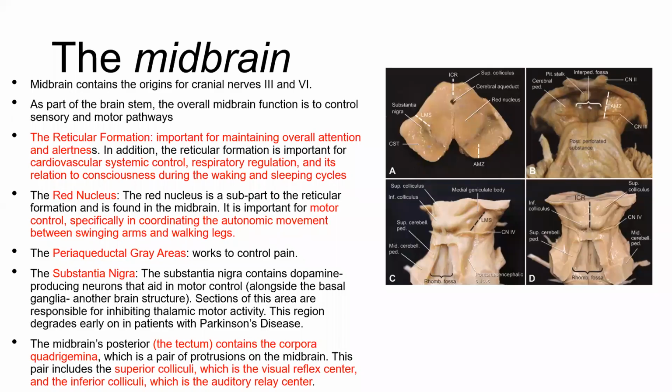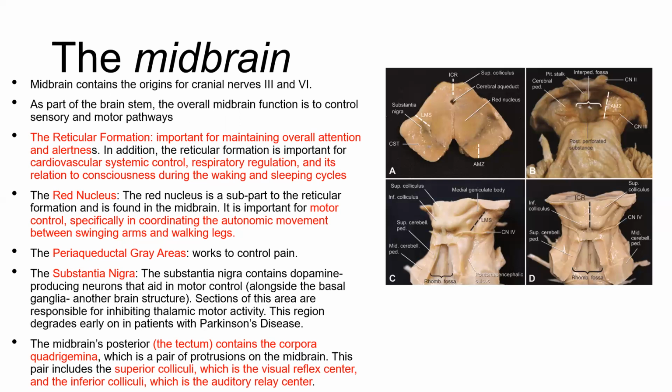So when you just look at this, the reticular formation is an important part since it is important for mapping the overall alertness and attention, and for cardiovascular systemic control, respiratory regulation, and its relation to consciousness during the waking and sleeping cycles. And the red nucleus, which is a subpart to the reticular formation, is found in the midbrain. It's important for motor control, specifically in coordinating the autonomic movements between swinging arms and the walking legs. And then the periaqueductal gray area works to control pain.